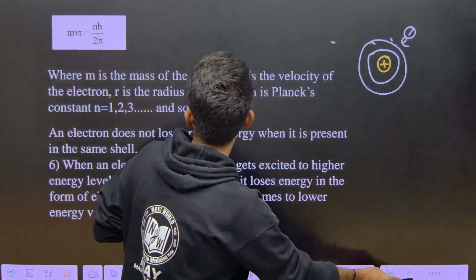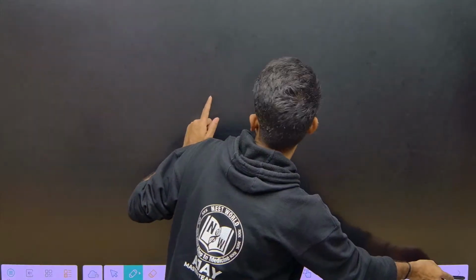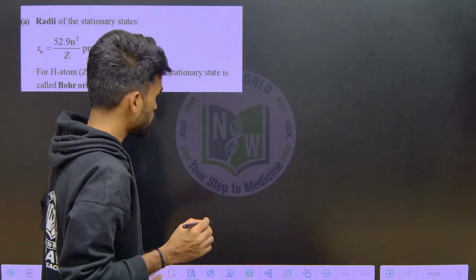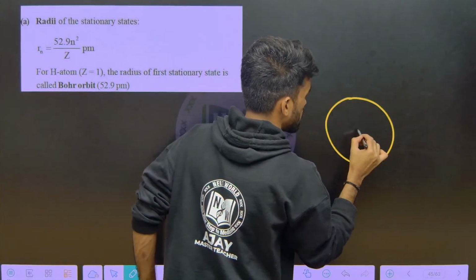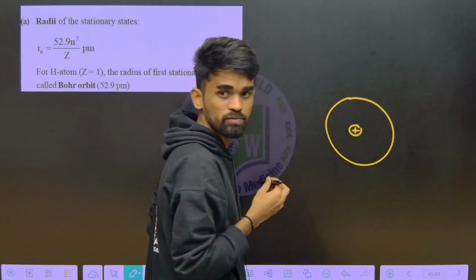I am not going to give you the derivation. Finding this radius and the other quantities is done by using a simple equation. Now, there is a failure of Rutherford. What is that failure?